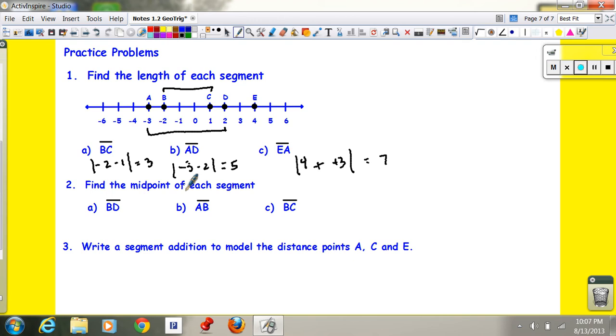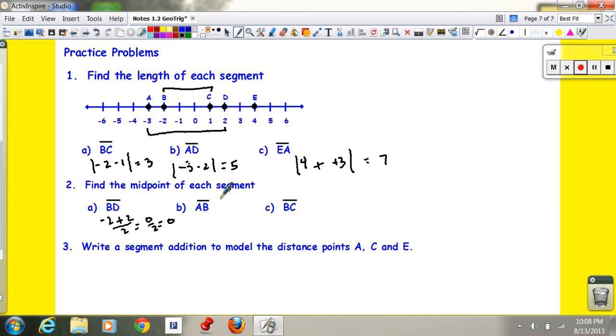Now find the midpoint of each segment from B to D. So point B is -2 plus point D is +2, and then divide by 2. So you would get 0 divided by 2. Your midpoint for this point would be 0. If you look at B and D right here, the middle is right here in the center, 0.